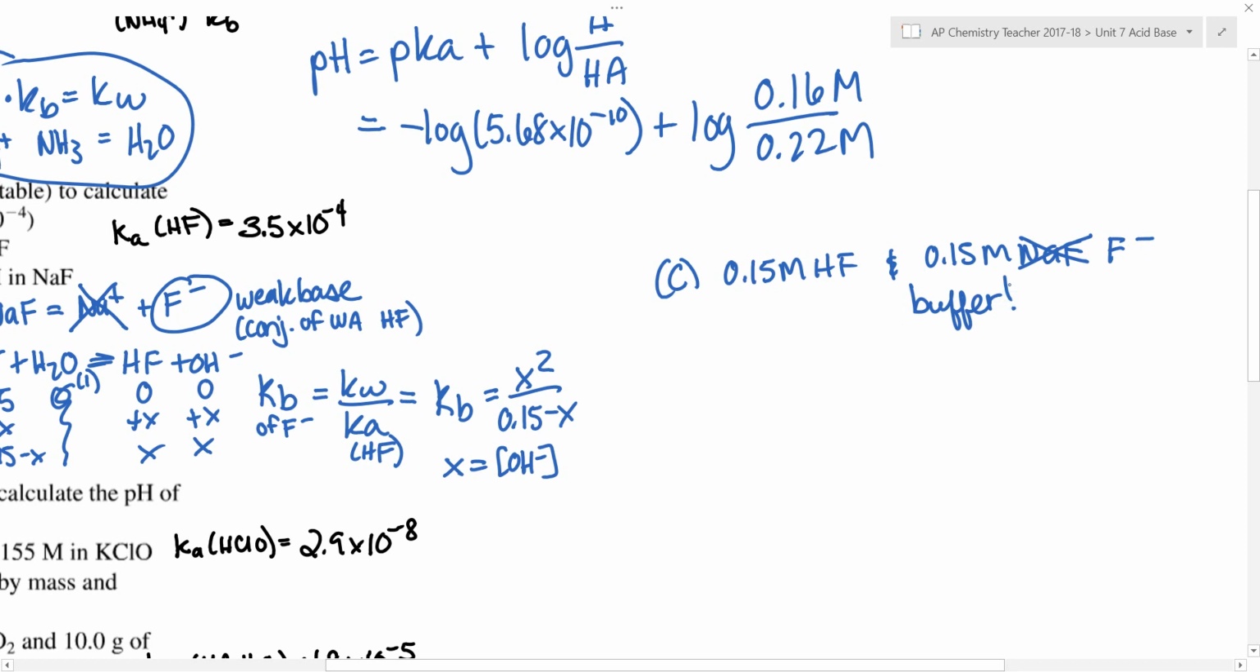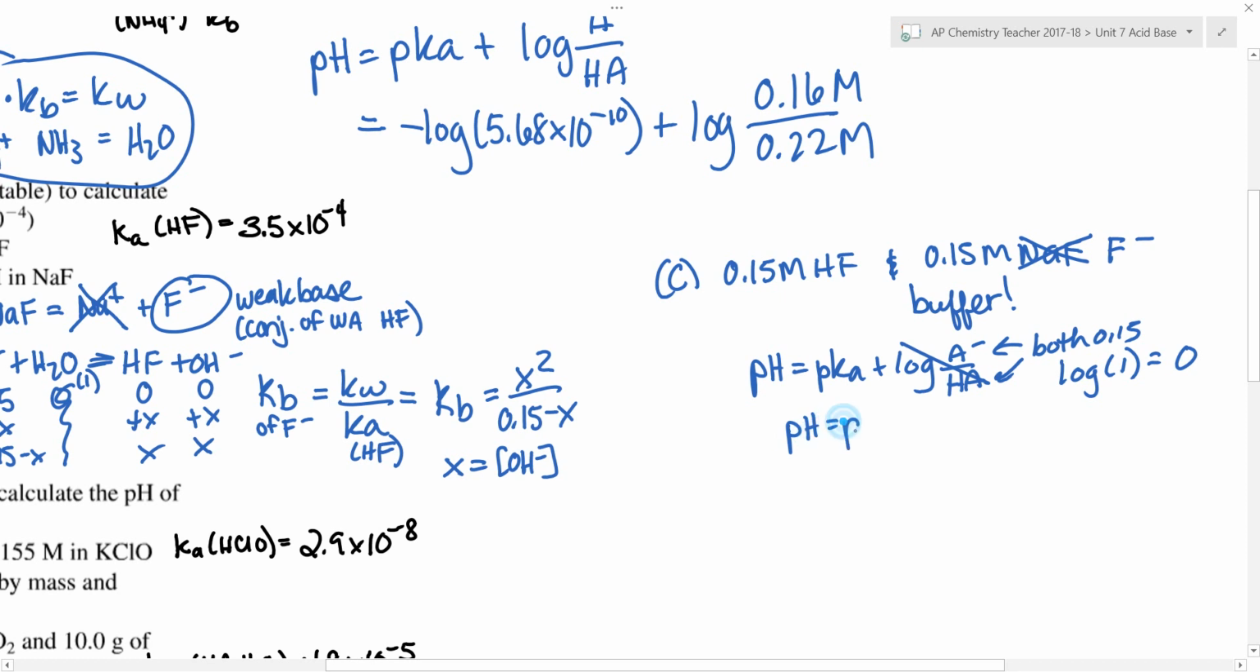There are two ways in which I can solve for the pH of a buffer. I can use the Henderson-Hasselbalch equation, which we just talked about. pH equals pKa plus log of A minus over HA. If these are both 0.15 molar, then I end up with the log of 1, which is 0. So if the weak acid and the conjugate base are the same molarity, the pH equals the pKa. To find the pH, all I have to do is find the pKa of my acid.